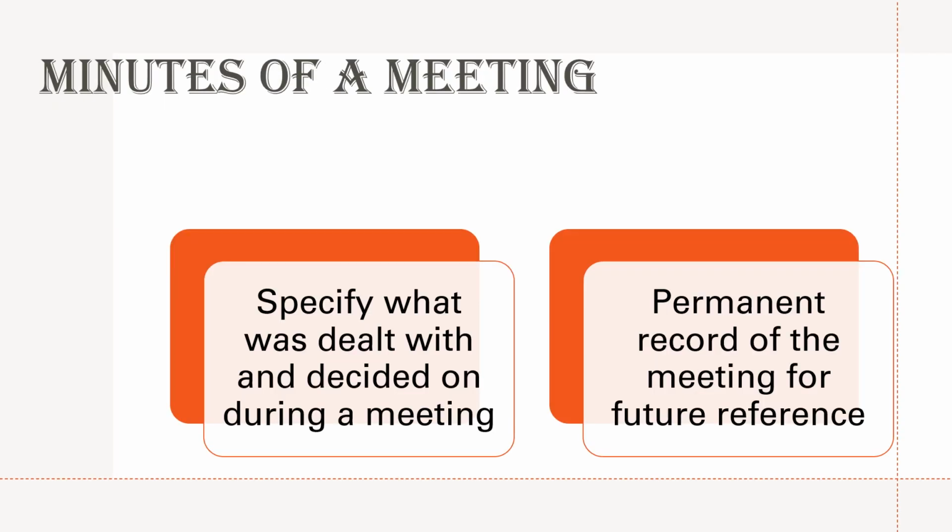Now, the next document related to the meeting is the minutes of a meeting. Minutes means the gist, the summary of what was discussed in the meeting. So the minutes of the meeting is nothing but a document that specifies what was dealt with and decided on during a meeting. It acts as a permanent record of the meeting for future reference. In case you wish to refer to the discussions that were held in a specific meeting, this minutes of a meeting document functions as a permanent record.